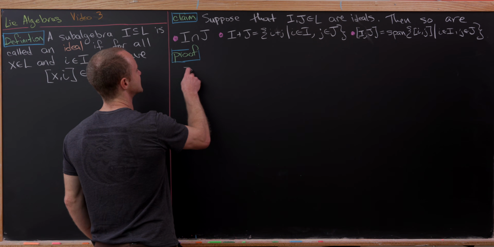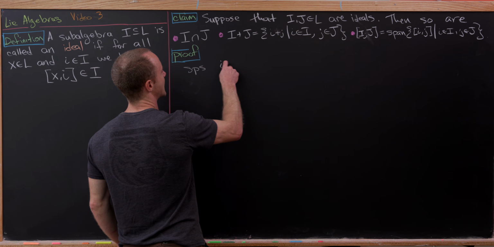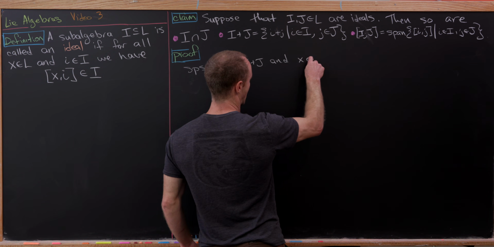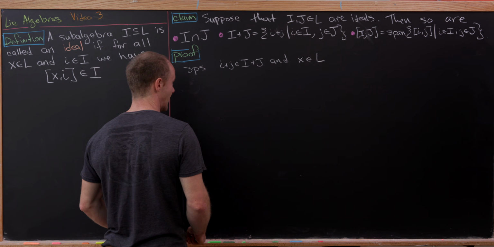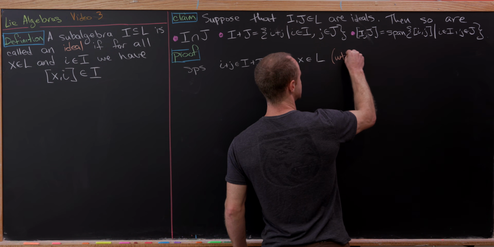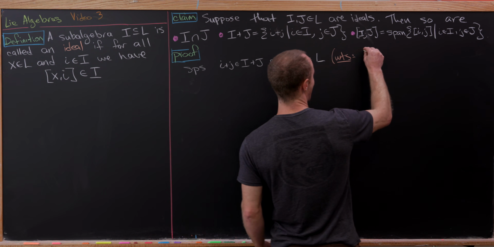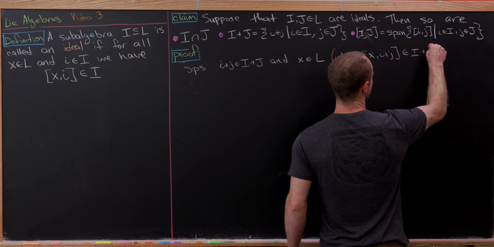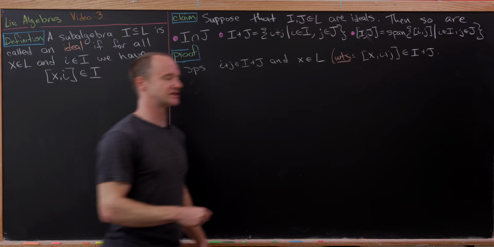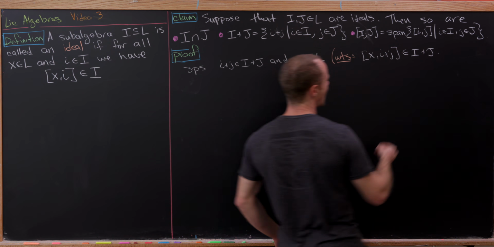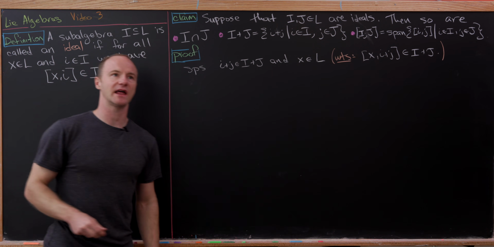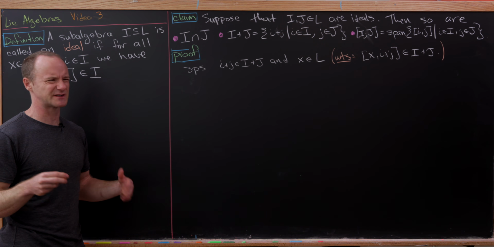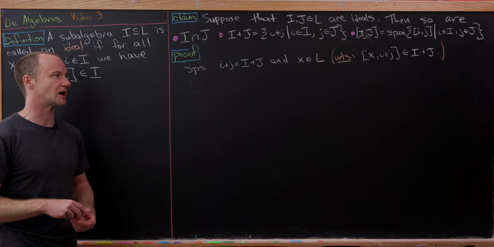Okay, so let's maybe suppose that we have i plus j inside of I plus J, and we have an arbitrary element x inside of L. And so what we want to show is that if we bracket x with i plus j, we end up inside of I plus J. So that means I plus J has this absorption property. I guess I should quickly say that this is kind of automatically a vector subspace because we have sums of vector subspaces from linear algebra class.